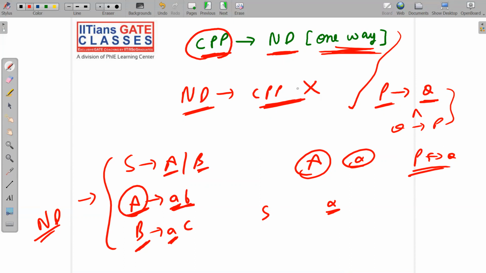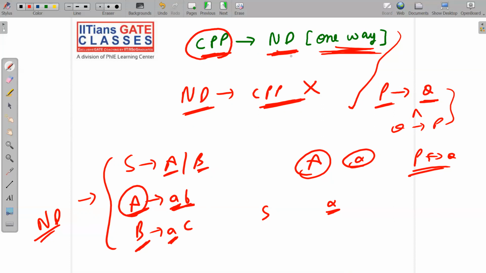But obviously, if they were equivalent, then why are we saying these are two different terms? Why were two different terms coined? There should be only one term, but still we have two different terms. That means obviously their meanings are different. So the common prefixes problem is different and non-determinism is different.